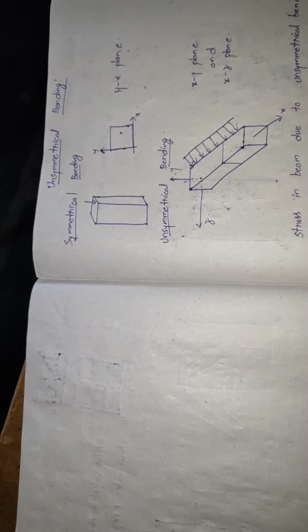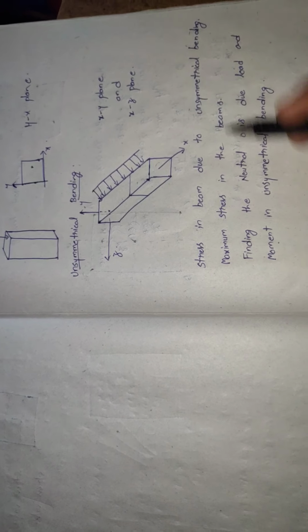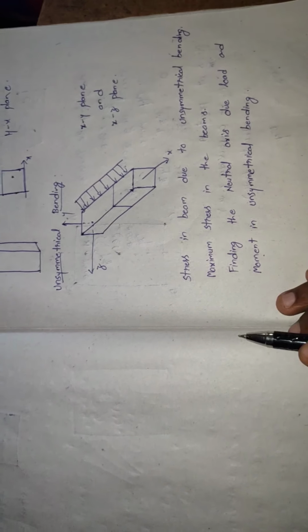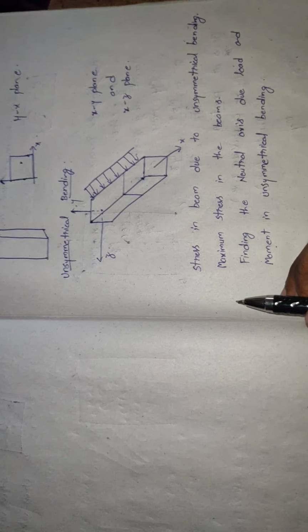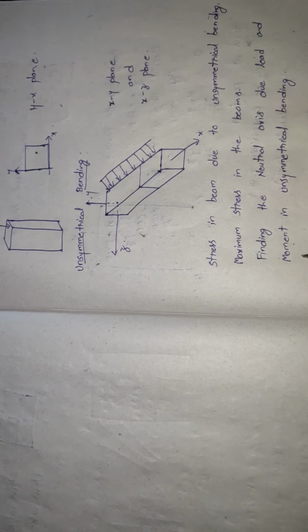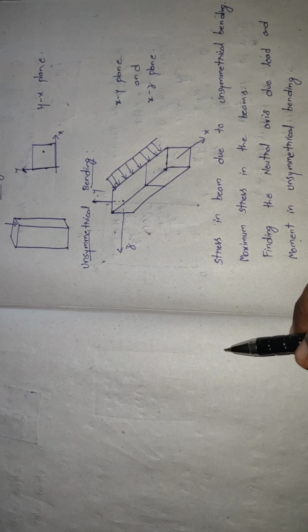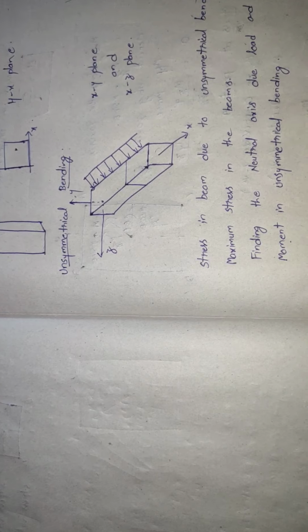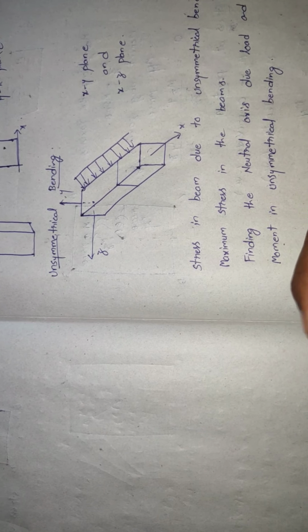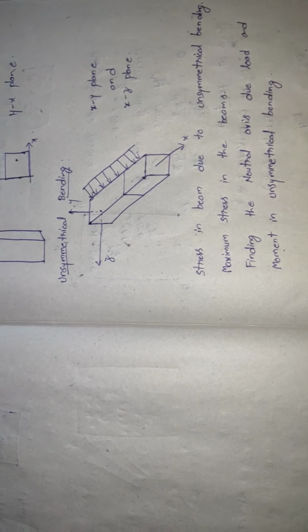In this video, we are going to discuss the stress in the beam due to unsymmetrical bending and the maximum stress obtained in the beam due to the load, and also finding the neutral axis at which the stress will be equal to 0 due to the moments in the unsymmetrical bending.